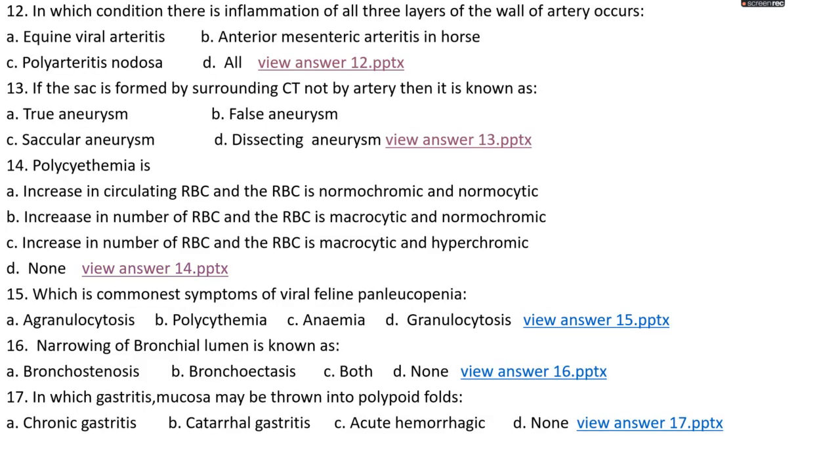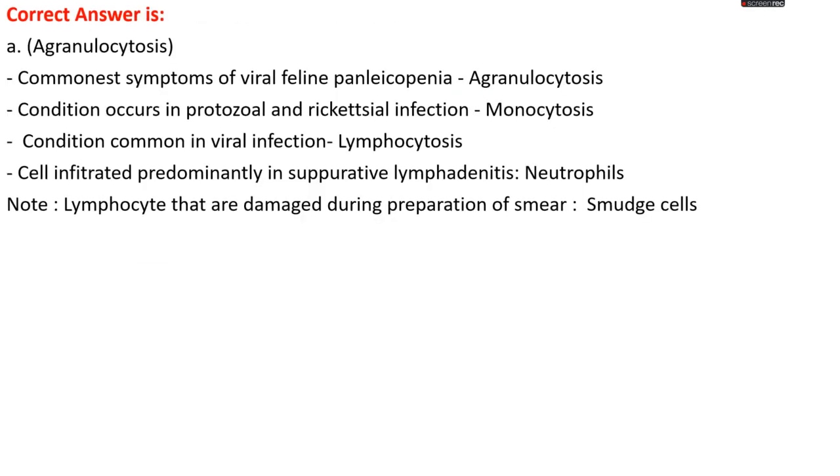Okay. Question number 15. Which is the commonest symptom of viral feline panleukopenia? Option A, agranulocytosis. Option B, polycythemia. Option C, anemia. Option D, granulocytosis. The right answer is option A, that is agranulocytosis.